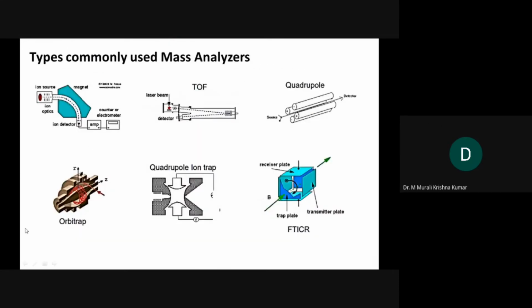So that is about the magnetic sector. Okay, so we'll go to the next one, that is time of flight.